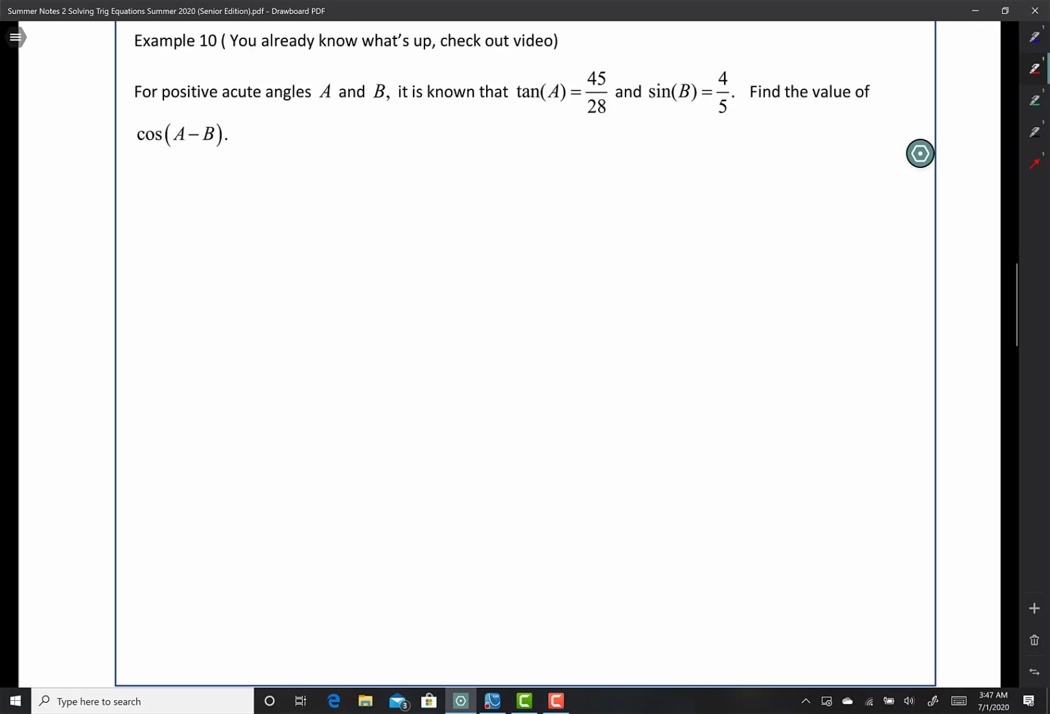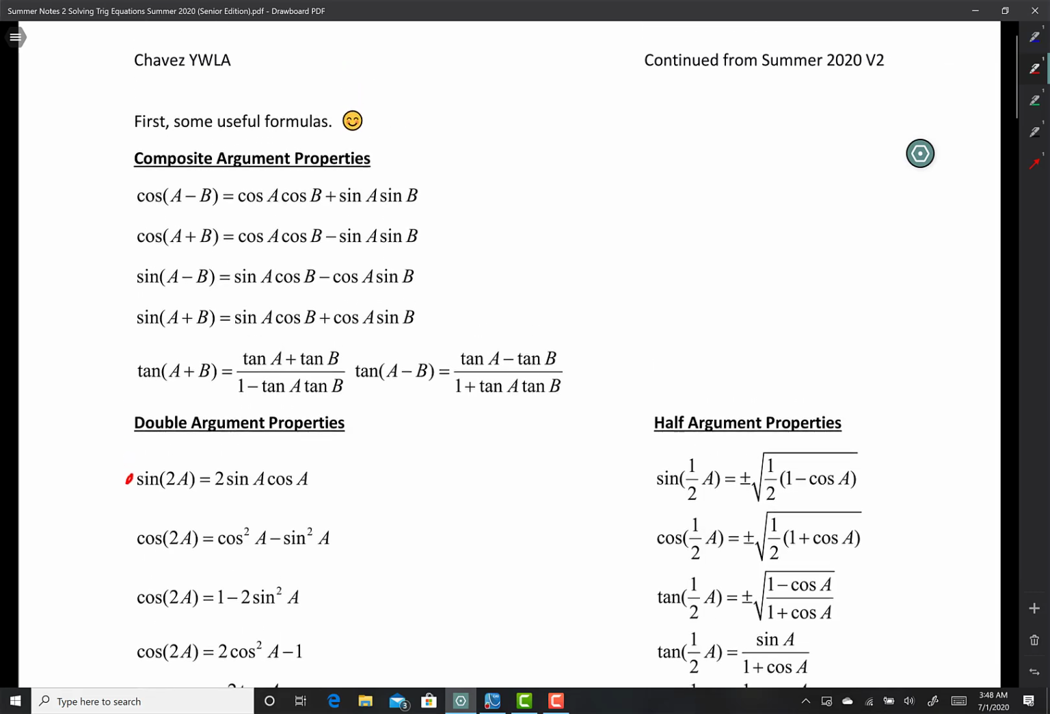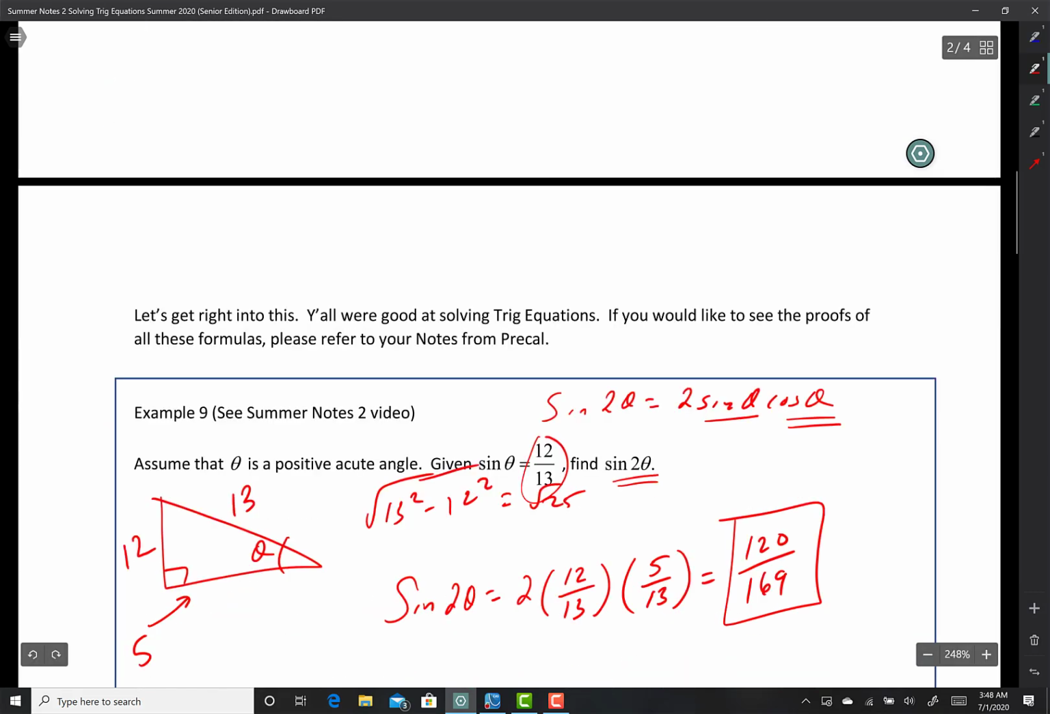Find the value of cosine A minus B. All right. So cosine A minus B is, let me see if I can remember correctly, cosine A cosine B plus sine A sine B. If you don't remember that, guys, just scroll up and you will find it right there. Cosine A minus B.